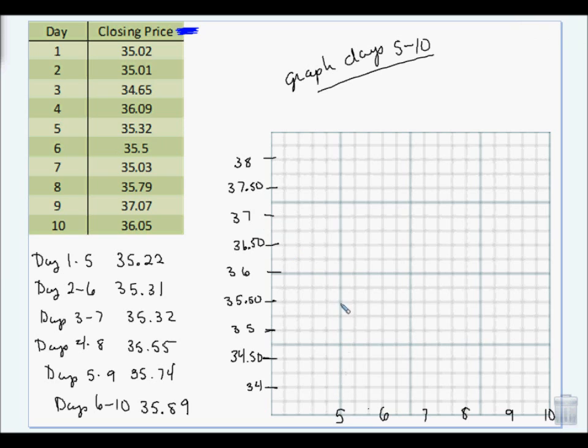Okay, so what I have is if I go to day 5, it's 35.32. So if I come up, 35.50 is here, 35 is there. It's a little more than halfway. Day 6 is 35.50 exactly. Day 7 is 35.03, so I'm pretty much essentially right at 35.